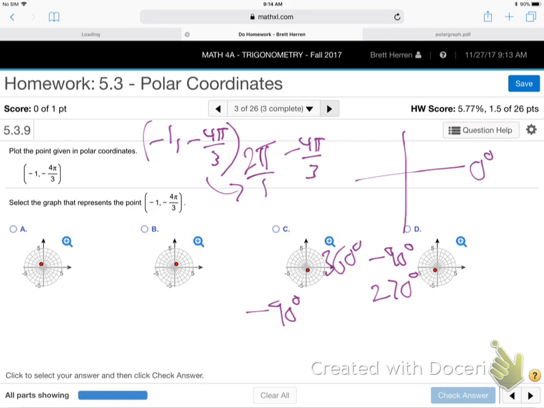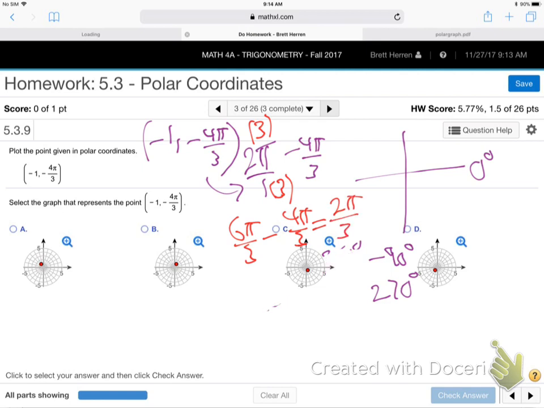Over 1, right? Top and bottom by 3. And we get 6 pi over 3 minus 4 pi over 3, which is 2 pi over 3. Get this stuff out of the way. Is that making sense what I did there? Just do the common denominator thing. Make 2 pi into 6 pi over 3. Subtract, you get 2 pi over 3.